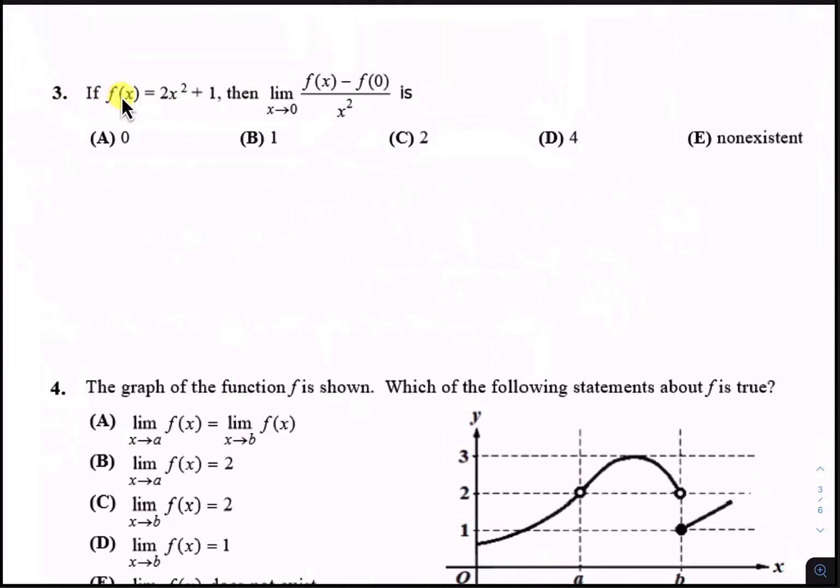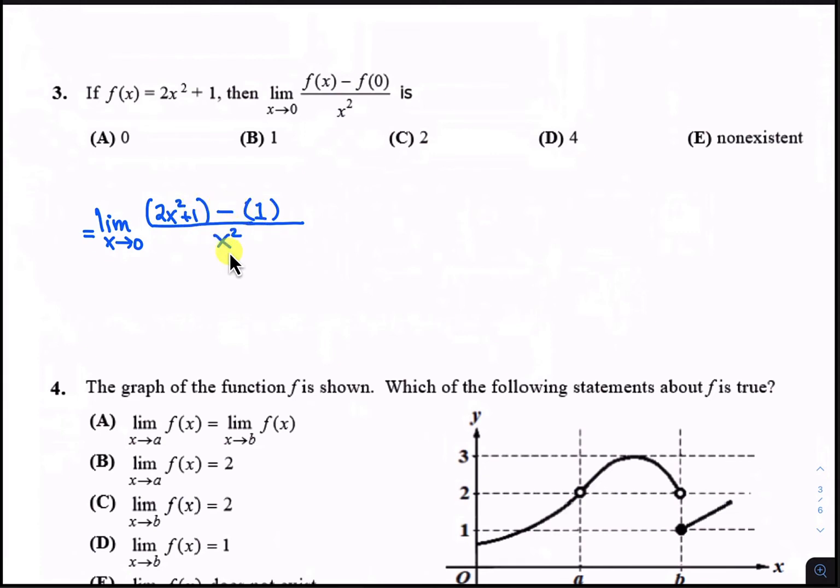Problem 3 says, if f of x is 2x squared plus 1, then what is the limit as x approaches 0 of f of x minus f of 0 divided by x squared? Well, let's go ahead and substitute f of x with this expression. So f of x is equal to 2x squared plus 1. So we write that here. And then what is f of 0? That's plugging in 0 for x. That's 2 times 0 plus 1. Well, that's just 1. So we have 2x squared plus 1 minus 1 on the top, all divided by x squared.